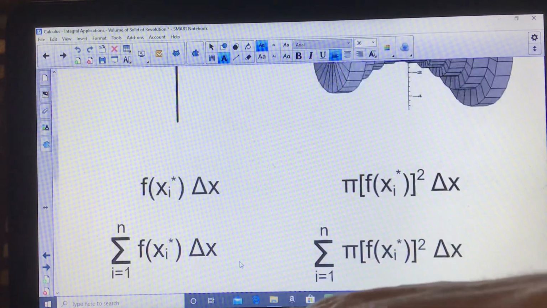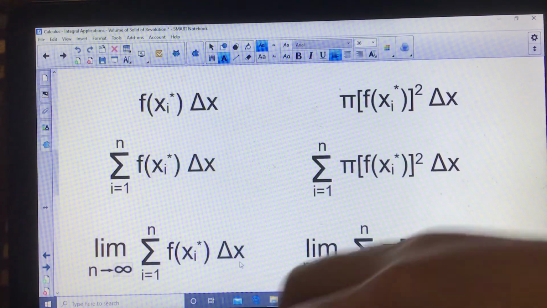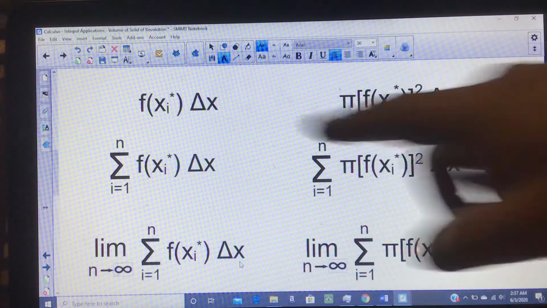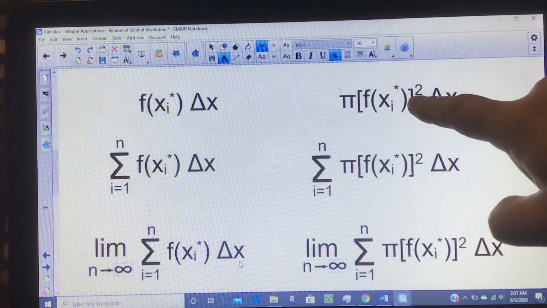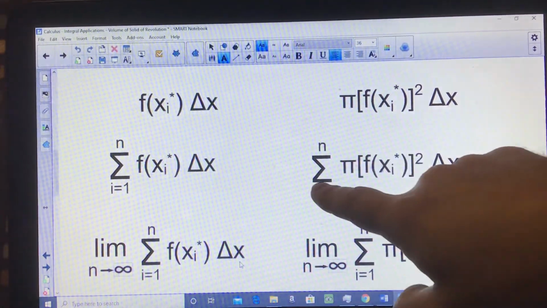Now, the rest of this is a bit technical, so I'll talk through it very briefly. What do we do with the rectangles? We want to add them up. So this is the Riemann sum. What do we want to do with these cylinders? We want to add them up.